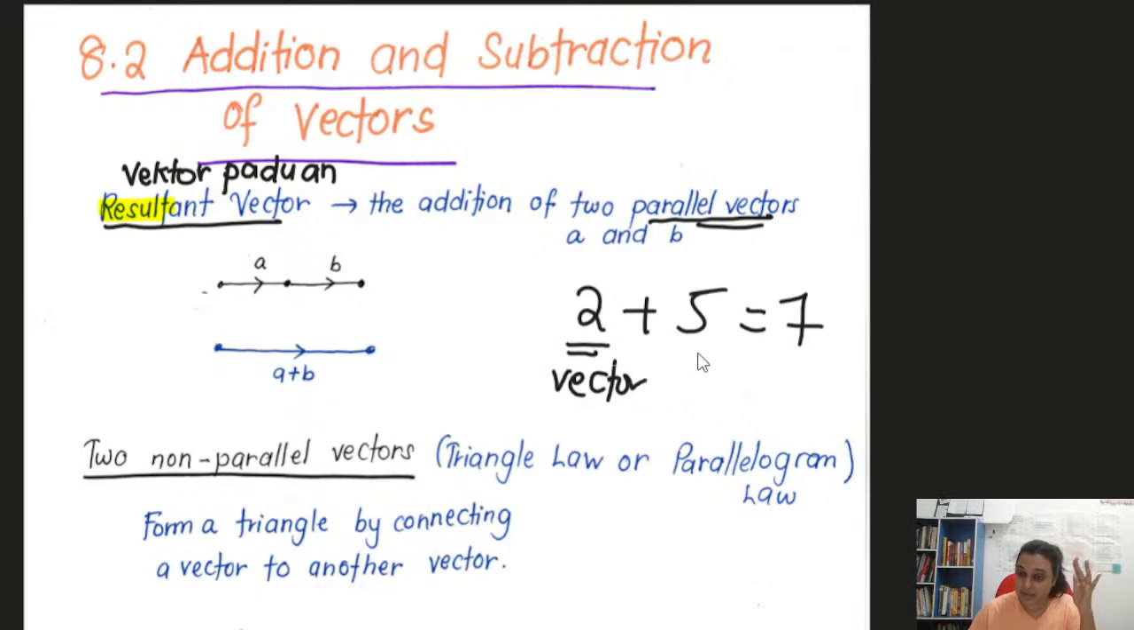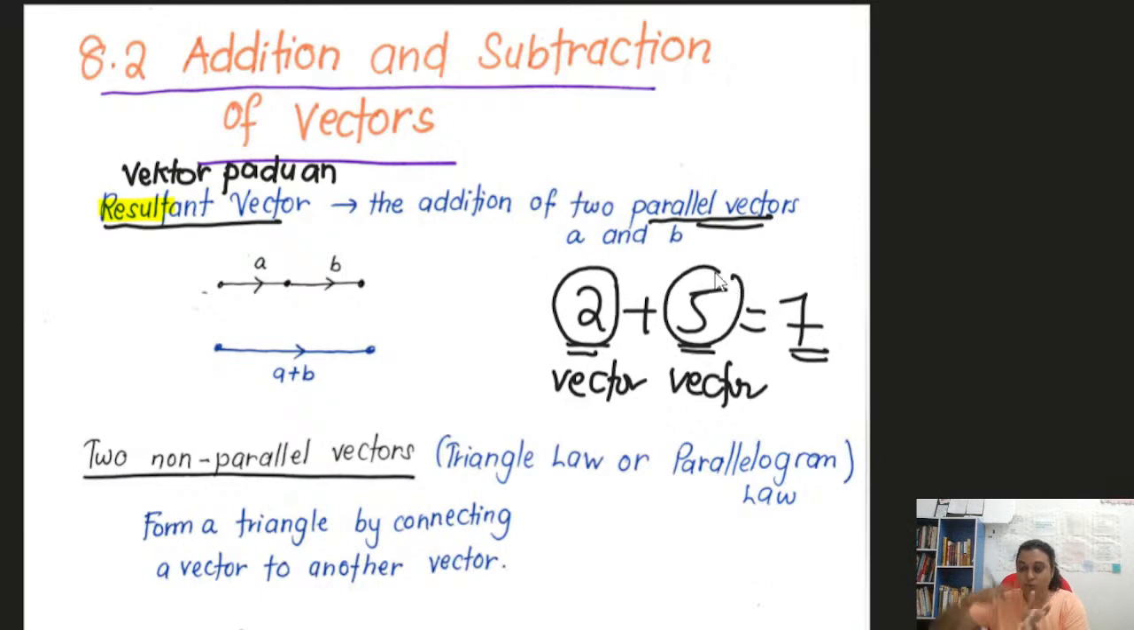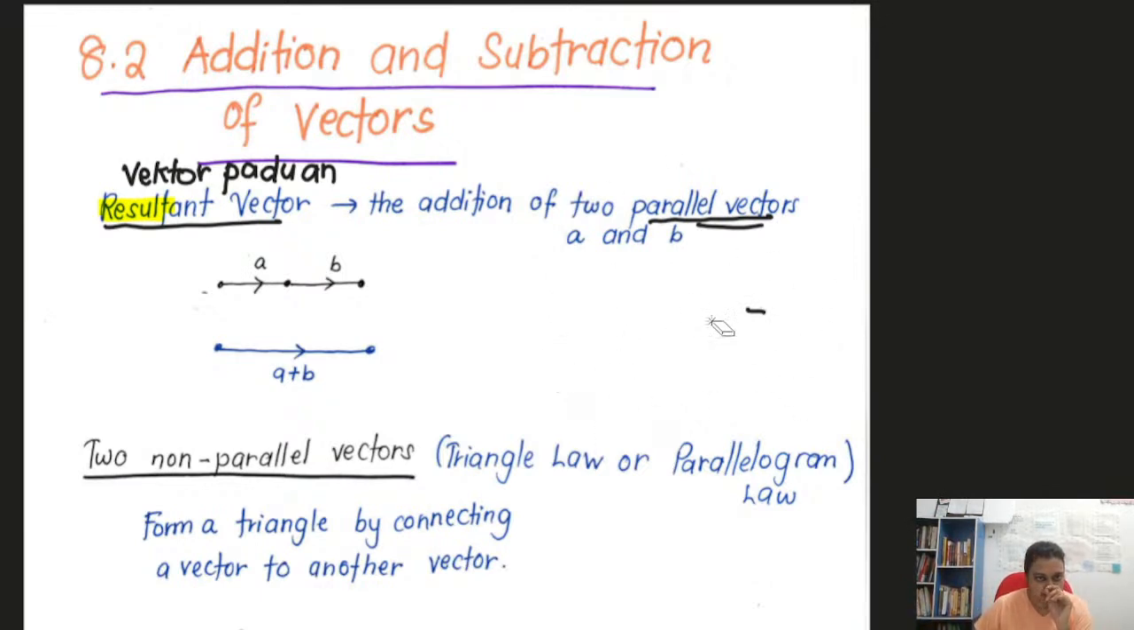Okay, kamu bayangkan ini vektor. 5, this is a vector. So, apa result dia? What is the result? The result is 7. So, you get another vector like that. Okay, the basic is like that. Like there's a vector, you plus another vector, you will get the resultant vector. Okay, now we see how it works.